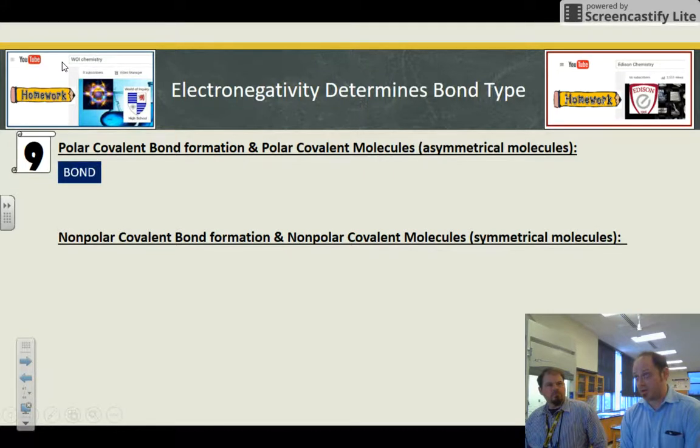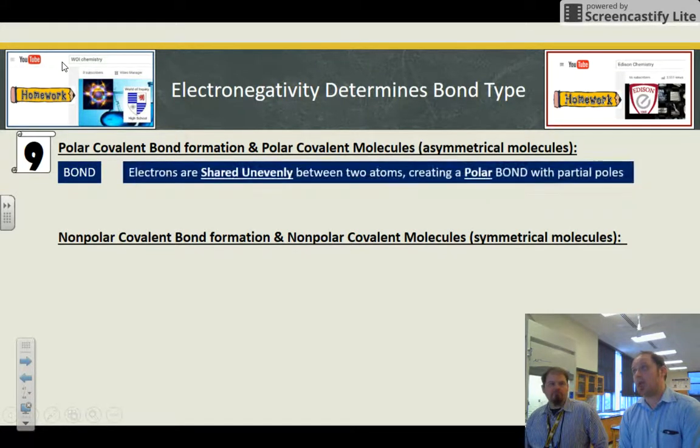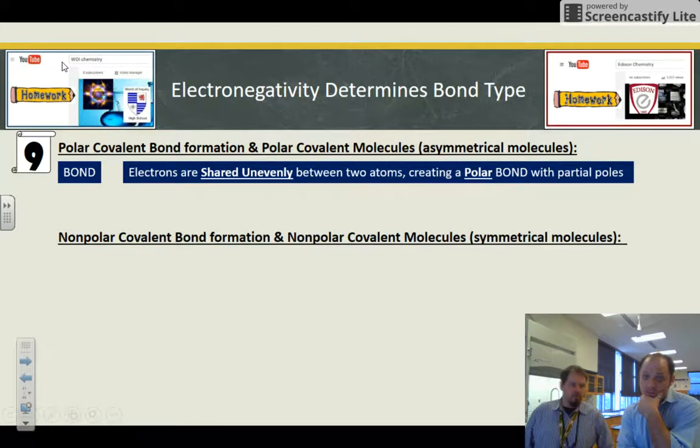Polar bond, on the other hand, and molecules, because your bond within a molecule could be polar or non-polar. And then the molecule itself could be polar or non-polar. So there's two layers. So let's do just the bond first. A polar covalent bond is where they are shared unevenly between two atoms, creating a polar bond within the molecule.